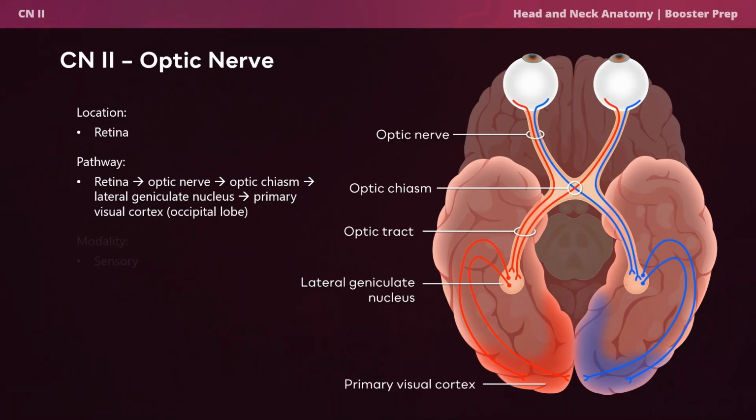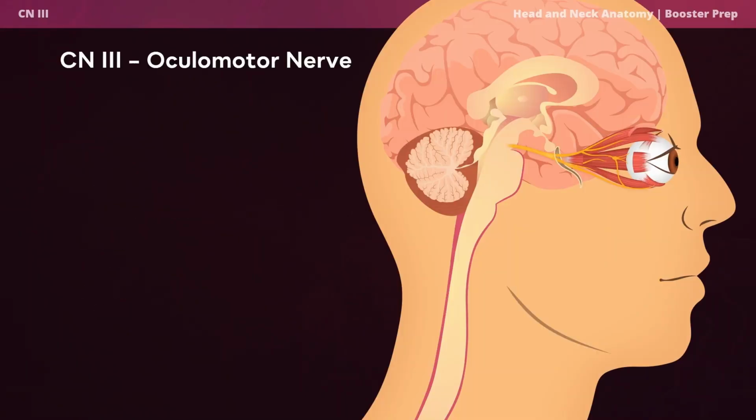So obviously the modality of this nerve is sensory, and it functions for vision. And I also want to note that the optic nerve goes through the optic canal of the sphenoid bone. Now let's move on from this onto the oculomotor nerve.